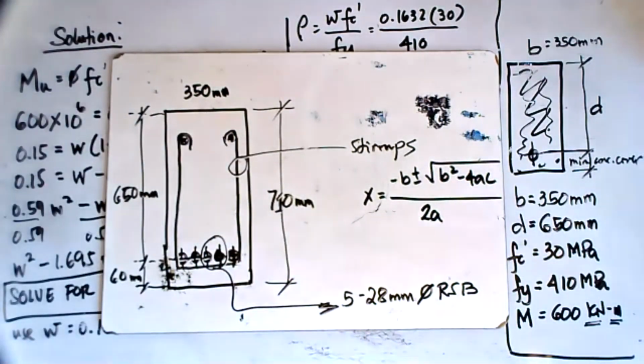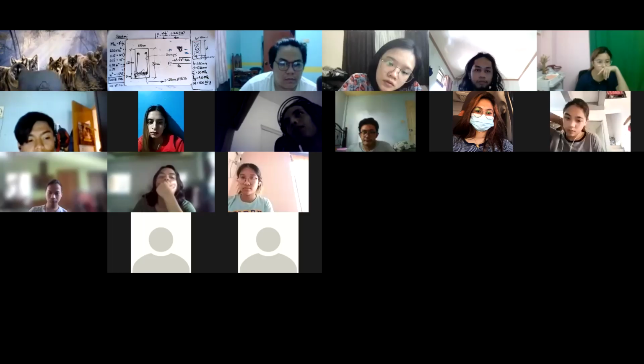So what you're going to do with your computation is that dun sa inyong design, all you have to do is to show yung design nyo ng beam, design ng column. You don't have to provide the design for the slab. Doon na lang tayo mag-concentrate sa design ng beam at sa design ng column.